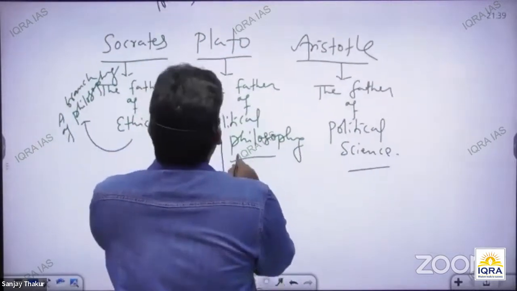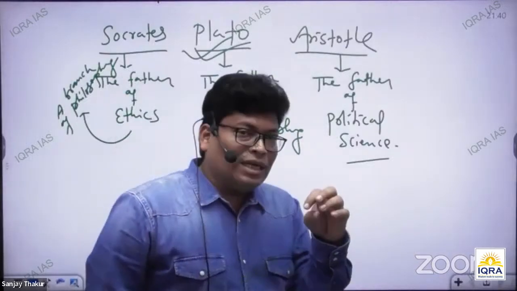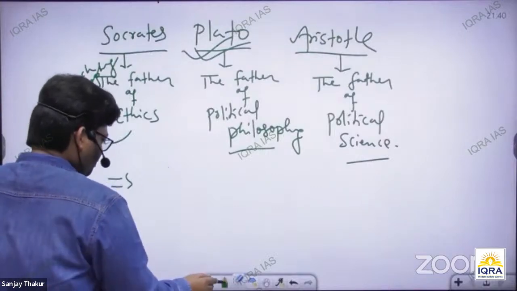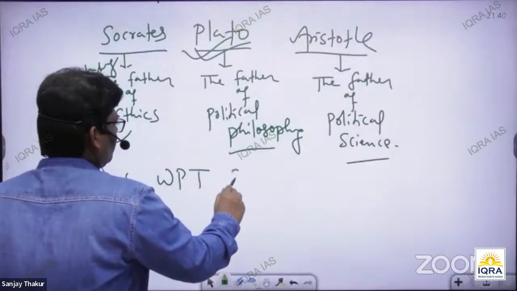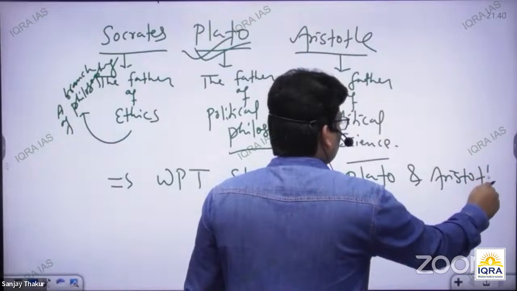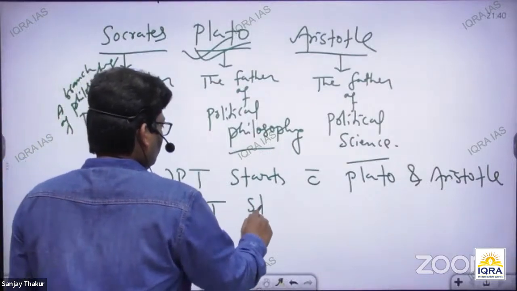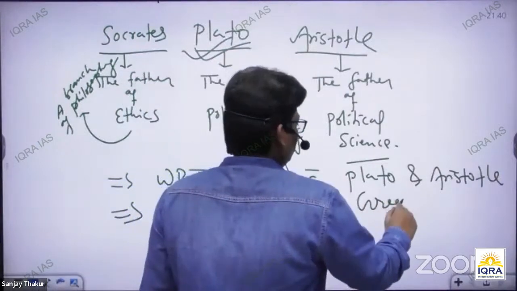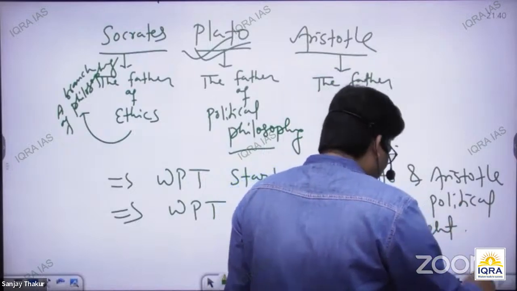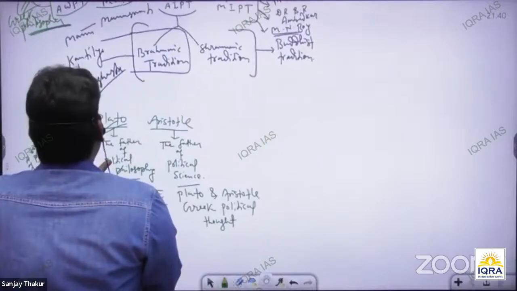So Western political thought actually starts with Plato. Western political thought starts with Plato. And Plato and Aristotle belong to the ancient tradition of Western political thought. Means Western political thought starts with Greek political thought, because they belong to Greece. I mean Greece, the people of Greece, they are called Greeks. Okay, Greek political thought.